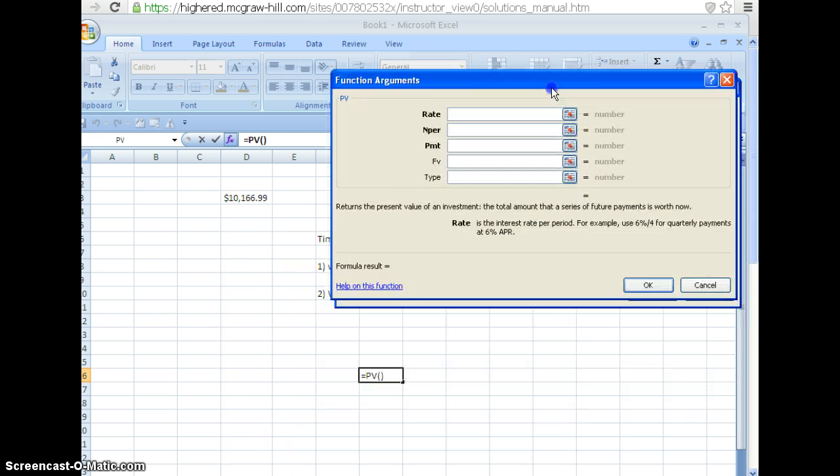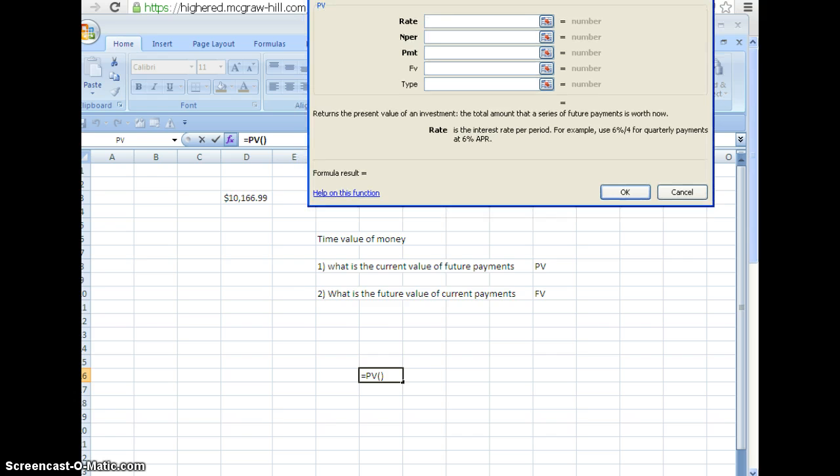Now, it asks for, this is what the function arguments are going to be right here. The rate. We know the rate is going to be 0.07%. Number of periods, 10. And it's going to ask for a payment. Now, as you can see right here, it says, is the payment made each period and cannot change over the life of an investment? That's if payments are being made consistently, whereas we don't have any payments made consistently. It looks like it's a lump sum situation, therefore we put in 0.